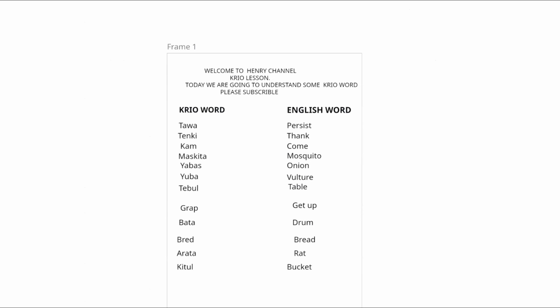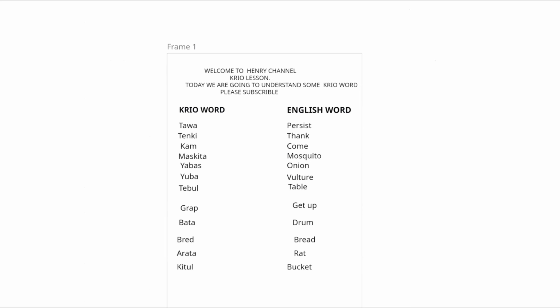Another word in Krio is yabas. Repeat after me. Yabas. Y-A-B-A-S. Yabas. In English, onions. O-N-I-O-N-S. Onions. The other word is yuba. In English, it is known as vulture.